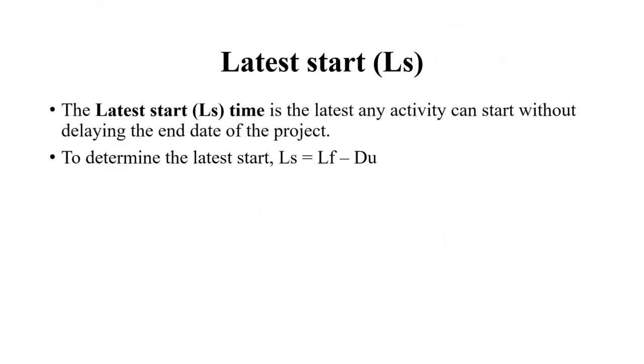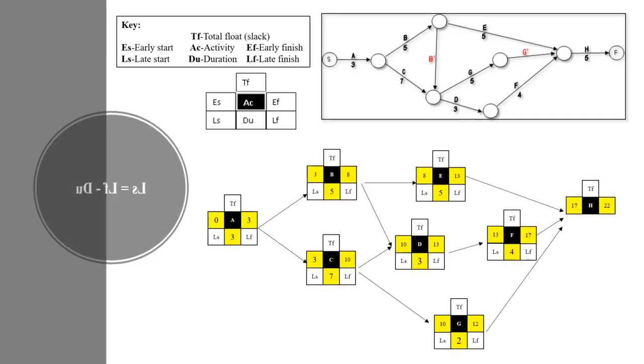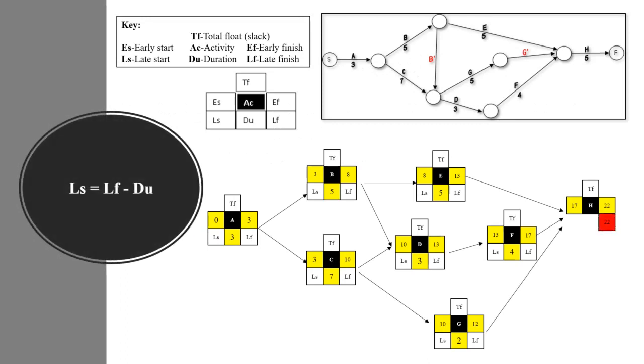Latest start. This is the latest any activity can start without delaying the end date of the project. To calculate the latest start, we subtract the duration from the latest finish. Let's take a look. So we're looking at H again. The latest finish of H is 22. The duration is 5, so 22 minus 5 gives you 17, and that becomes the late start.